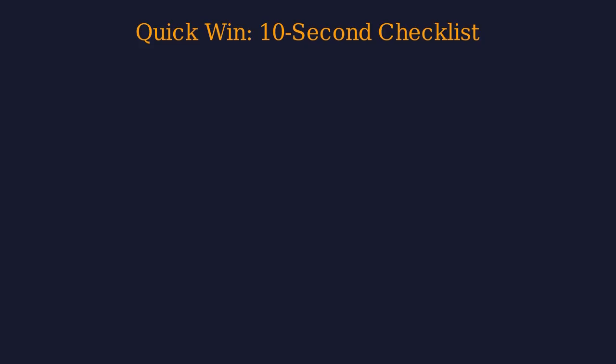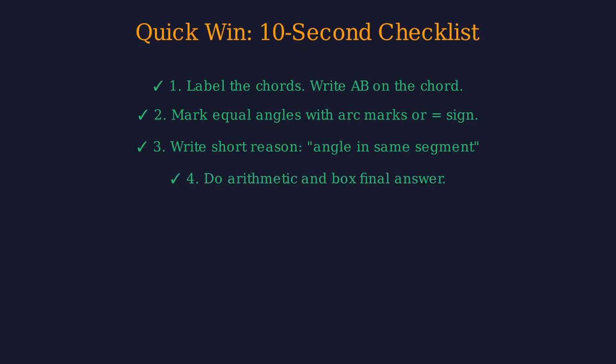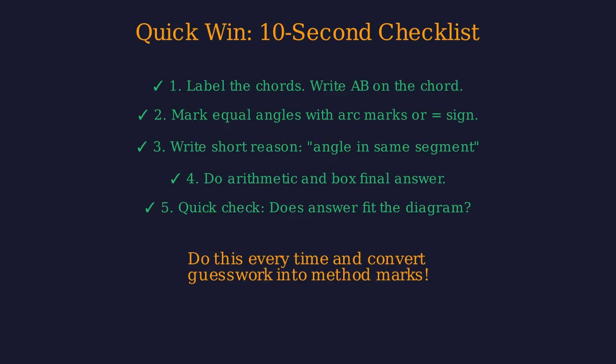The quick win. A 10-second checklist you can use in the exam and in practice. Ready? Tick these off. 1. Label the chords. Write AB on the chord. 2. Mark equal angles with small arc marks or an equal sign. 3. Write the short reason. Angle in the same segment or cyclic quad. Opposite angles sum to 180. 4. Do the arithmetic and box the final answer. 5. Quick check. Does your answer fit the diagram? If opposite angles, do they sum to 180? If they should be equal, check both are the same number. Don't skip the check. It catches most silly slips. Do this every time and you'll convert guesswork into method marks. Write it down. Don't just think it. Let that sink in.